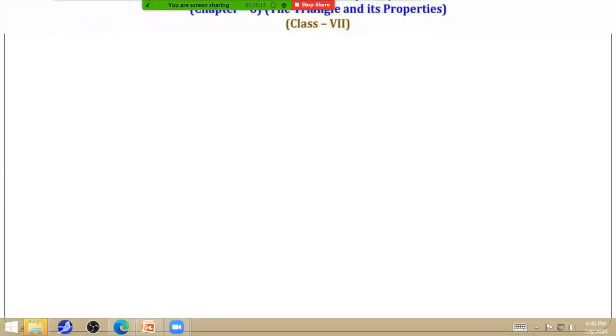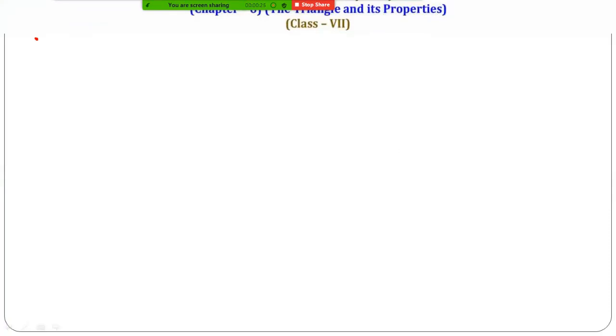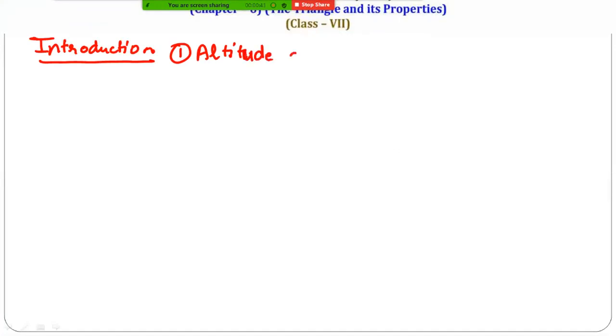Good morning, students. Today we are starting with our chapter number 6, that is the triangle and its property. So we are starting from our introduction. There are basically four terms that are involved in our introduction. So first term is your altitude, altitude or height.